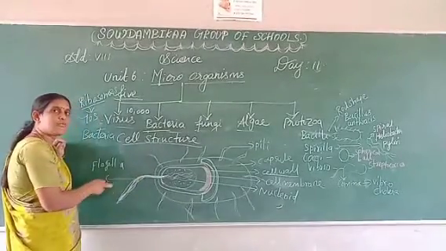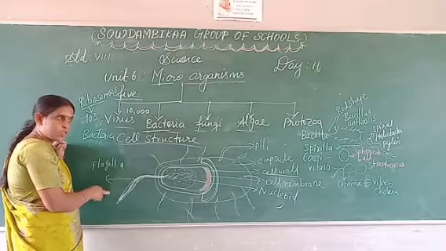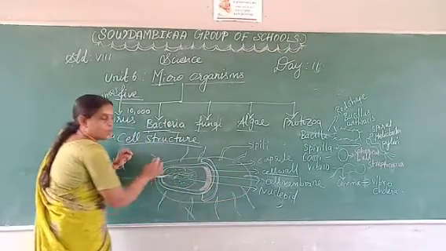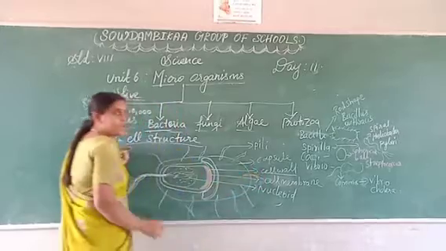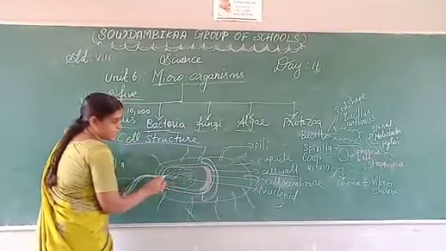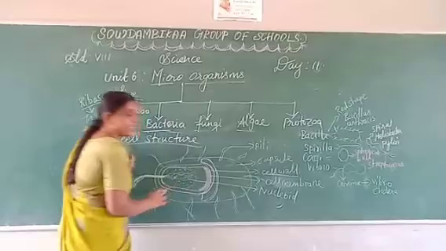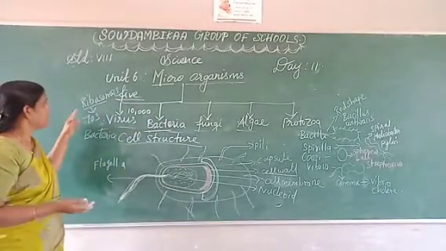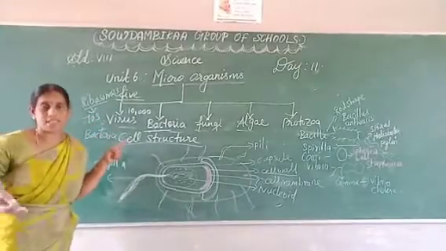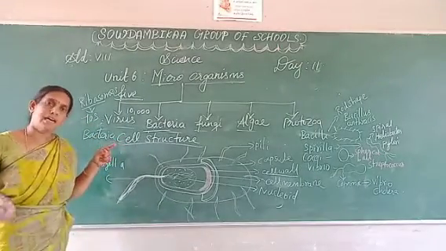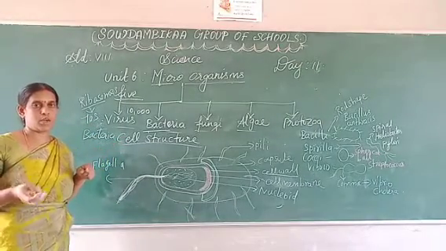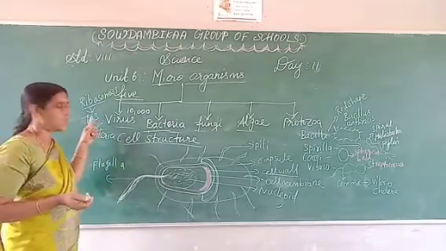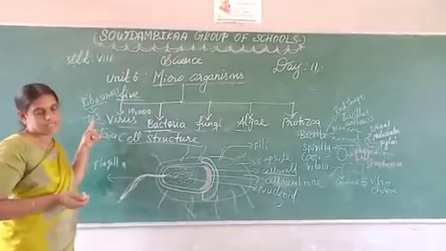Flagella are used for locomotion, to move from one place to another. The outer covering of the bacteria cell is called the cell wall. The nucleus is represented by a nucleoid, without a nuclear membrane. Some of the cell organelles are absent: mitochondria and endoplasmic reticulum. Ribosomes are the protein factories, and they are 70S.